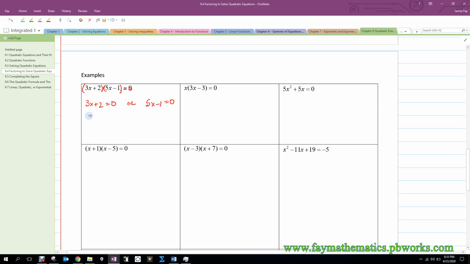So I'll subtract 2 from both sides, and I'll divide both sides by 3. So x equals -2/3. Here, I'm going to add 1 to both sides, so you get 5x equals 1. Divide both sides by 5. X equals 1/5.